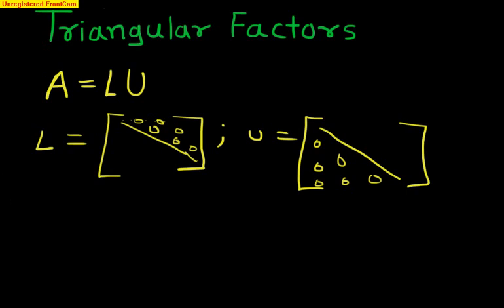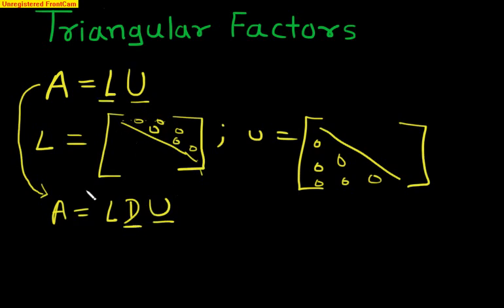Also friends, we will see how to factorize matrix A into lower, diagonal and upper triangular matrices. If you see, the only difference is that the D is in between L and U. This U and this U are not the same, but the L here and the L here are the same.